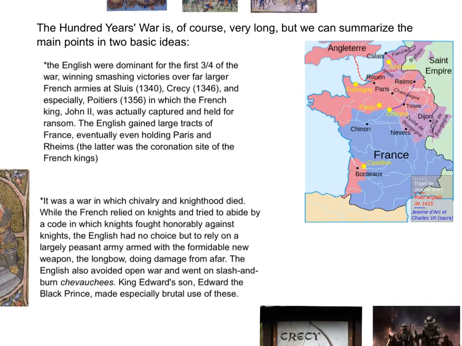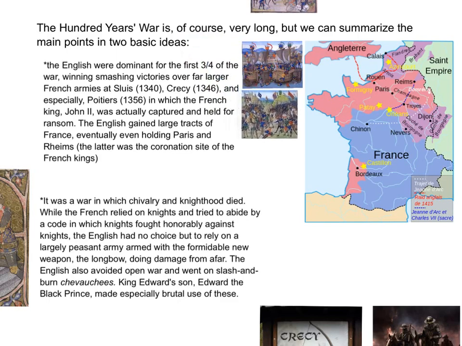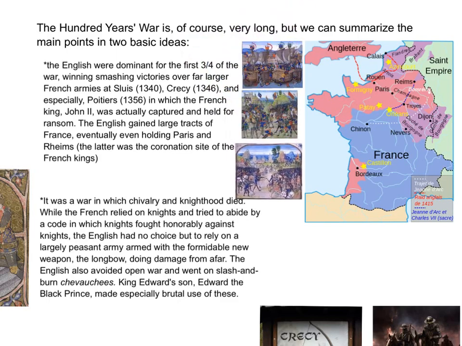Now, the 100 Years' War is, of course, very long, but we can summarize the main points in 2 basic ideas. First one is that the English were dominant for the first 3 quarters of the war, winning smashing victories over far larger French armies at Sluis in 1340, which was a sea battle, at Crécy in 1346, one of their best, and at Poitiers in 1356, which had the most repercussions because in it they actually captured the French king, John II, and held him for ransom. This was a huge blow to the French morale.